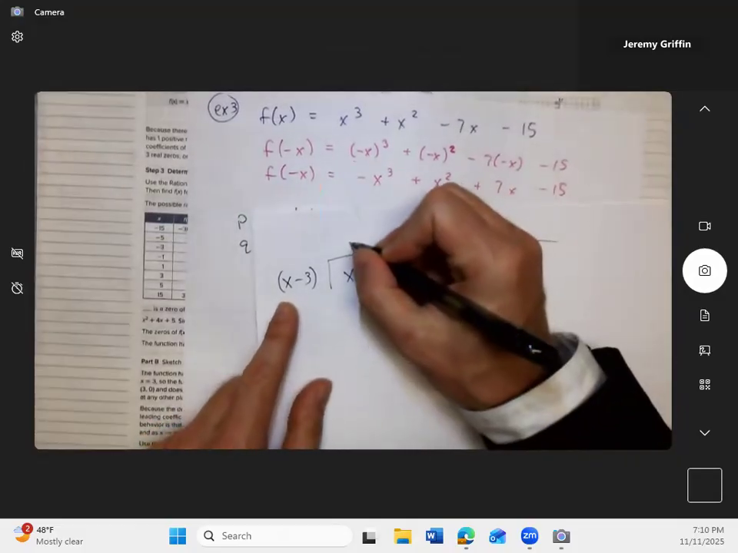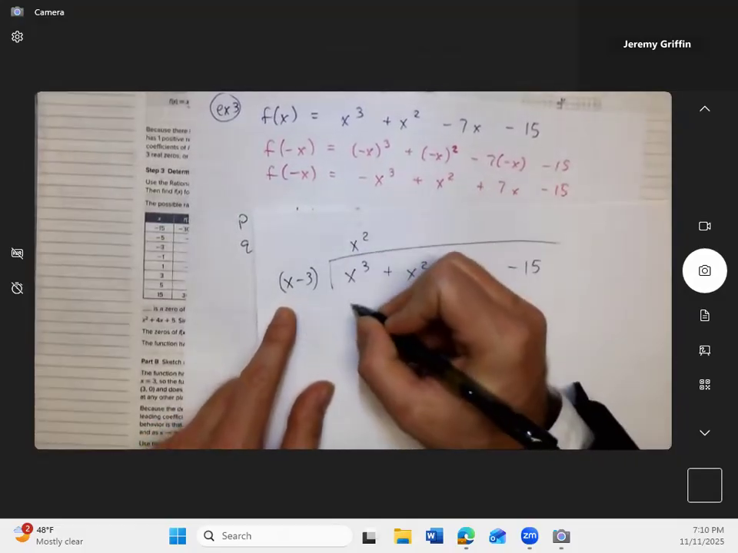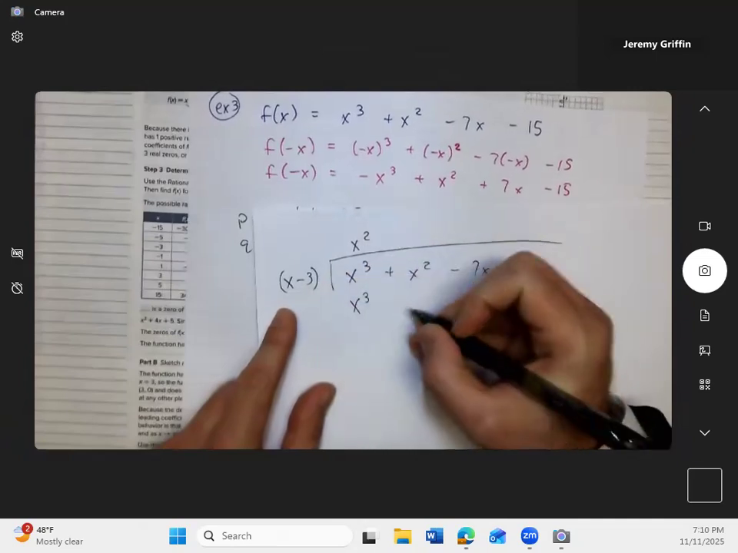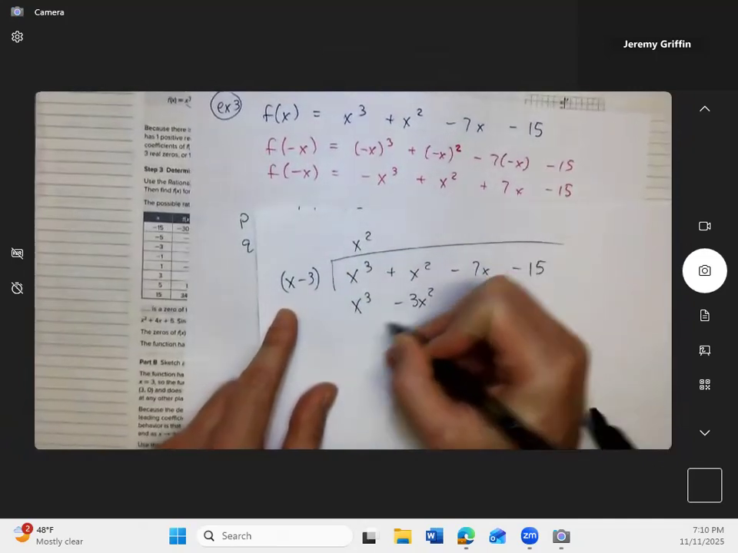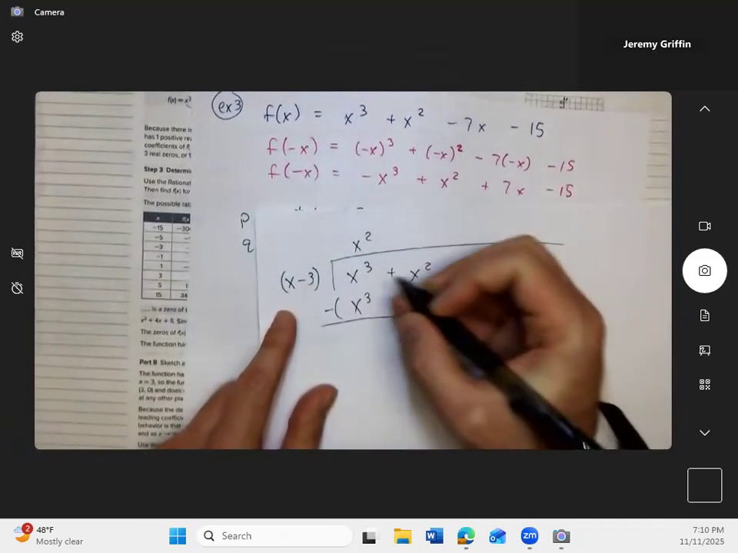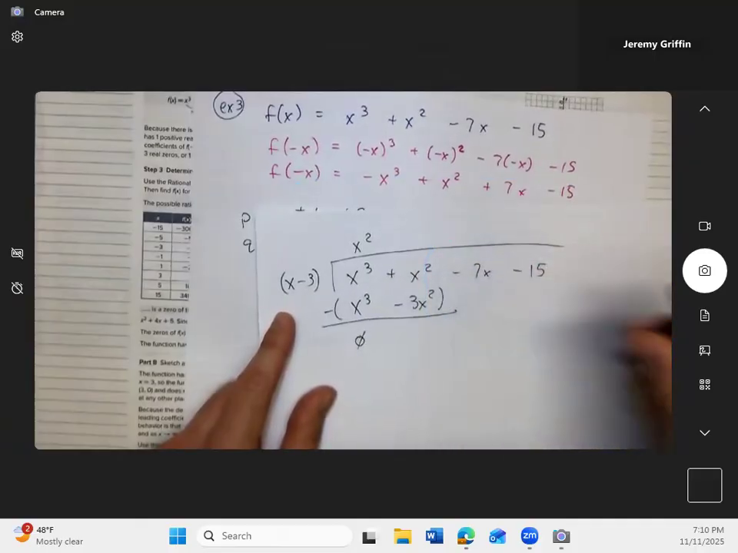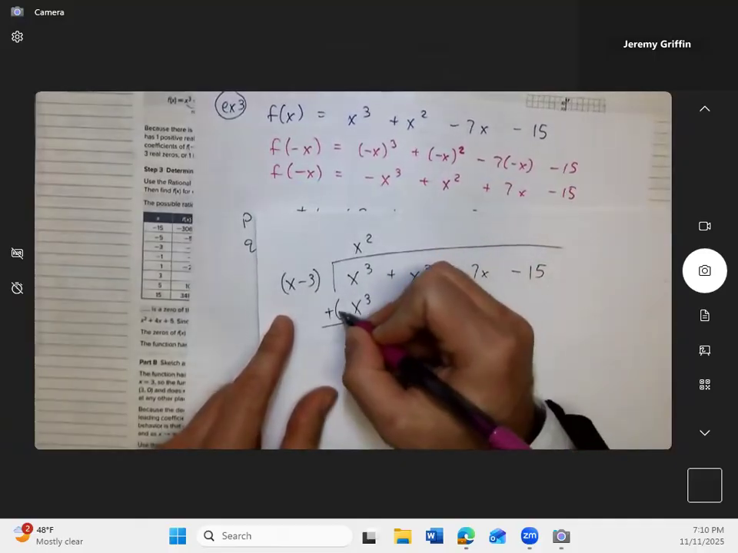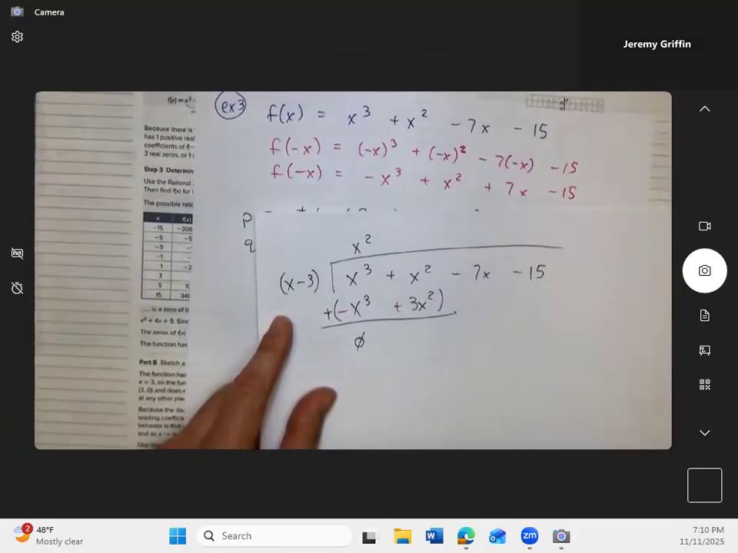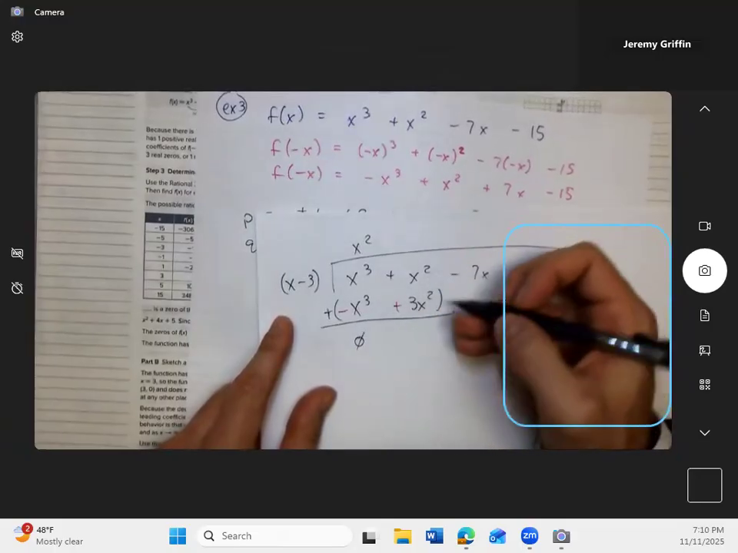Right, so x goes in x cubed, x squared times x is x cubed, x squared times -3 is -3x squared. Then subtract this off. So this minus this goes away. Okay, let me go ahead. I should have done this anyway. Just factor in a negative. Distribute the negative rather. Okay.